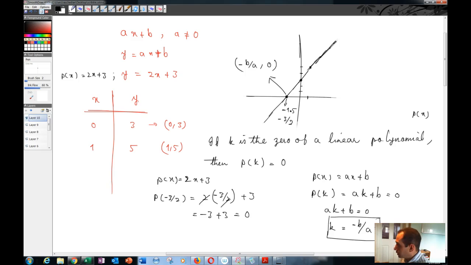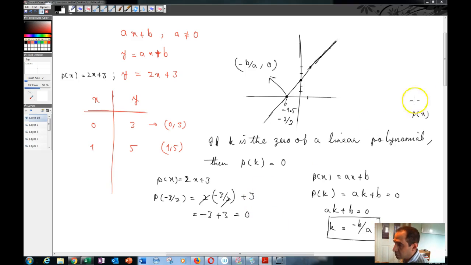So therefore, the linear polynomial ax plus b has exactly one zero, and that's the whole story. Okay, so the next thing that we have here, that's all you need to know about. I mean, that's all we need. That's all we actually have so far about linear polynomials.